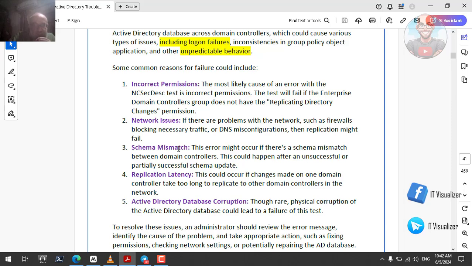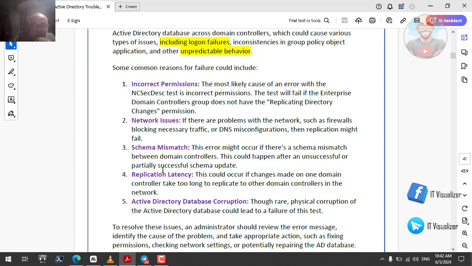This is one thing. Schema mismatch. This might occur if there is a schema mismatch between domain controllers. This could happen after an unsuccessful or partially successful schema update. Okay, so this needs to be clarified a little bit. Why will this test fail if there is a schema mismatch?